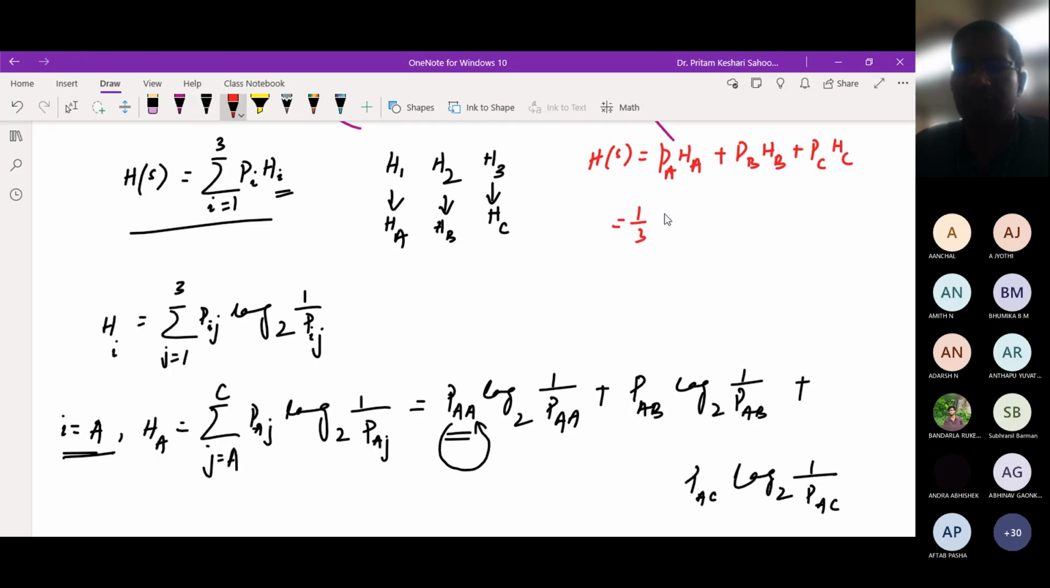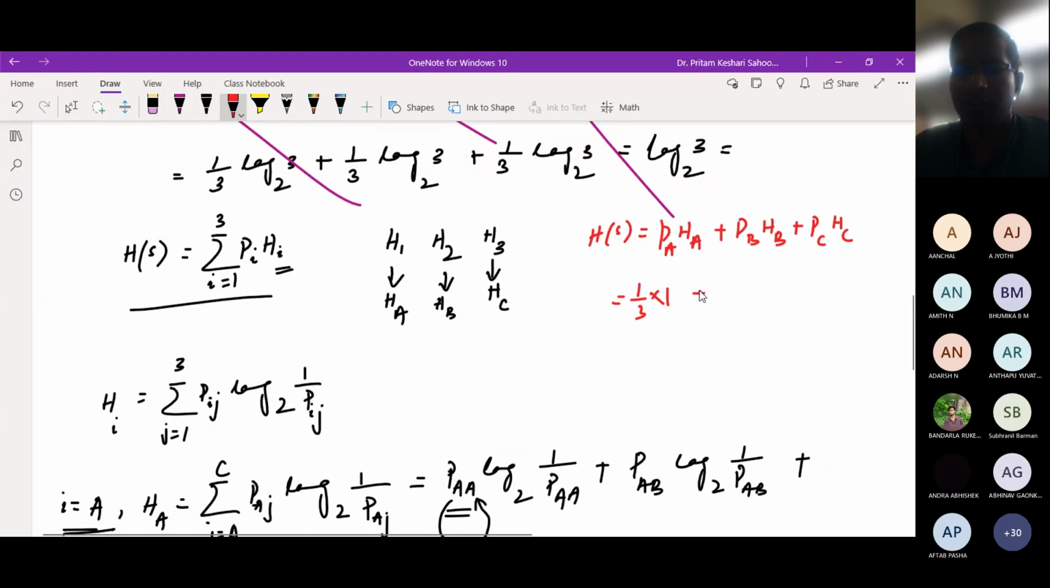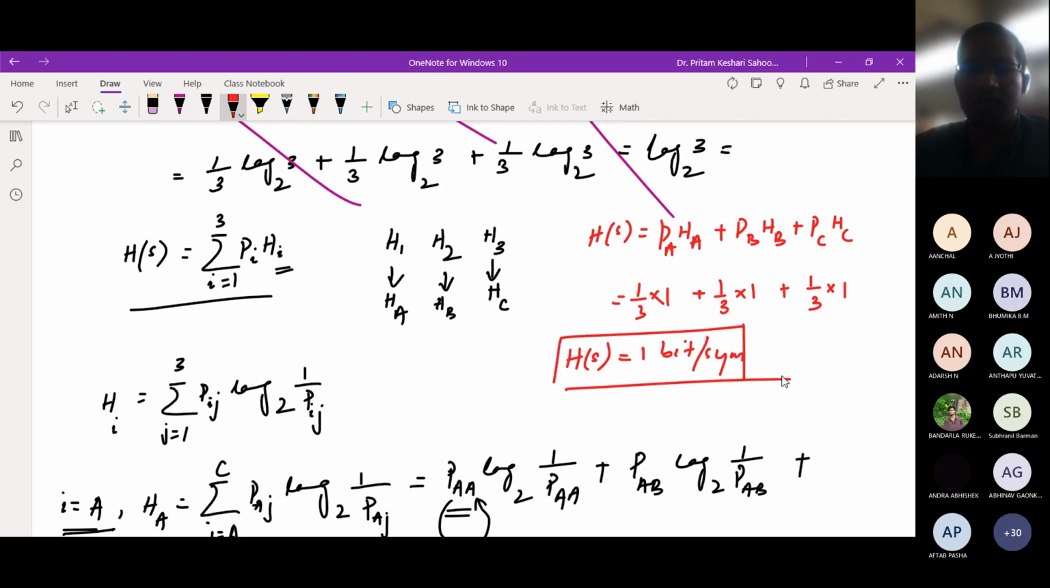So here 1 by 3 into what is H A we got? H A value we got 1 bit. So it will be 1. Then plus 1 by 3 into 1 plus 1 by 3 into 1. So finally what we will get is 1 bit per symbol. This is what we obtain. It is the average information of the source.